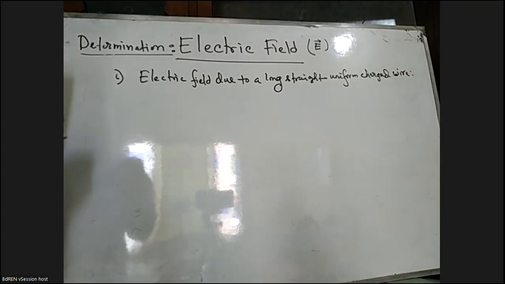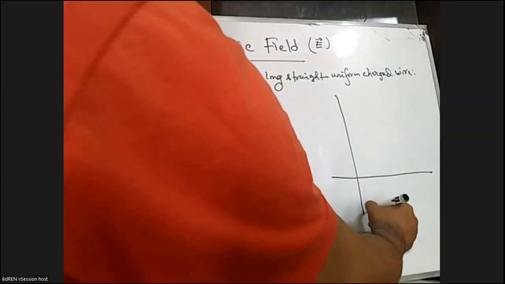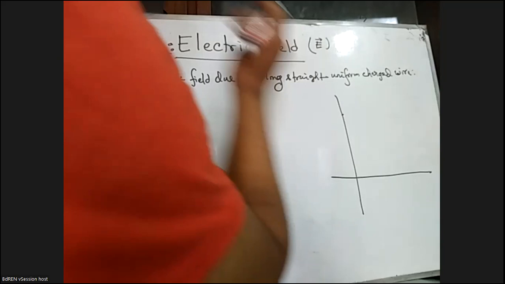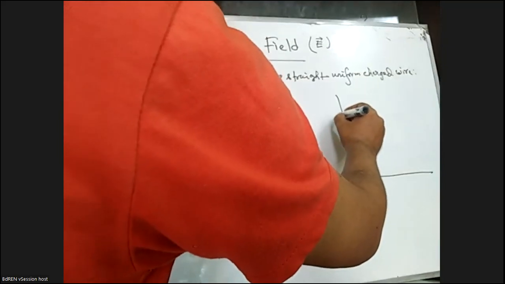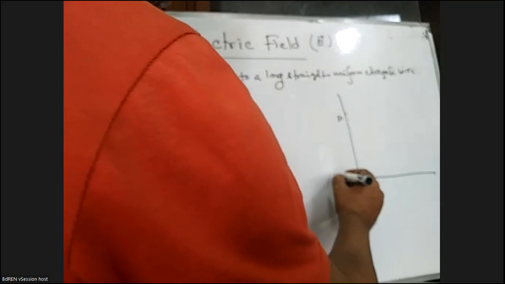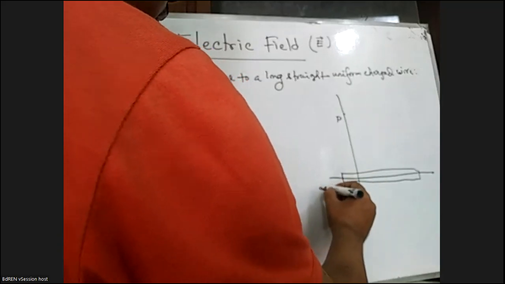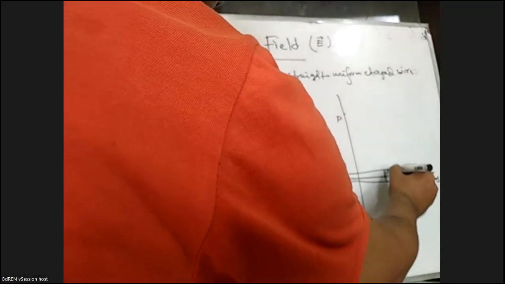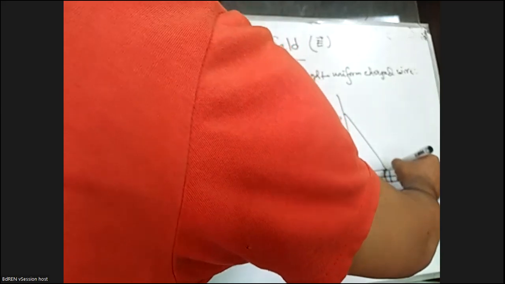Suppose we have a very big length. This is a very long wire, which is infinite, and this is any point P at which we are finding the value of the electric field. This is the P point, and this is where we are discussing, running from minus infinity up to plus infinity. So suppose we take a small length dx, and the distance of this length will be r.